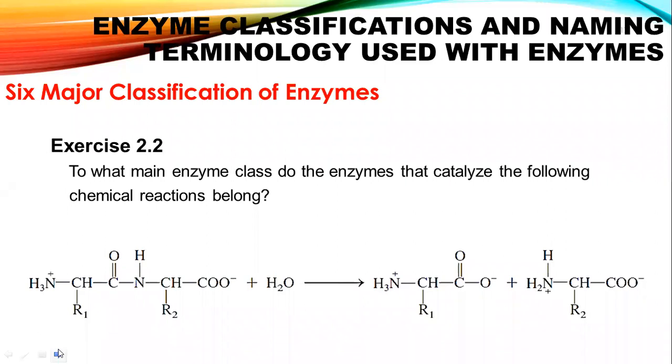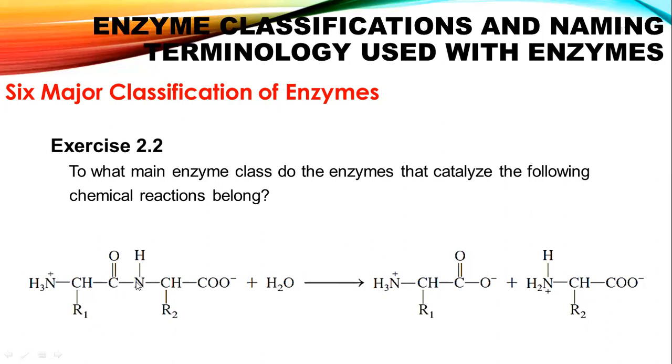To what main enzyme class do the enzymes that catalyze the following chemical reaction belong? Here you can see this is an amino acid, no? You have C double bond O, you have CH here, this is the alpha carbon, you have the amino group, and the COOH supposedly, but it binds with another amino group, forms an amide bond here, and there is water being added here. When water is added here, this is a kind of hydrolysis reaction.